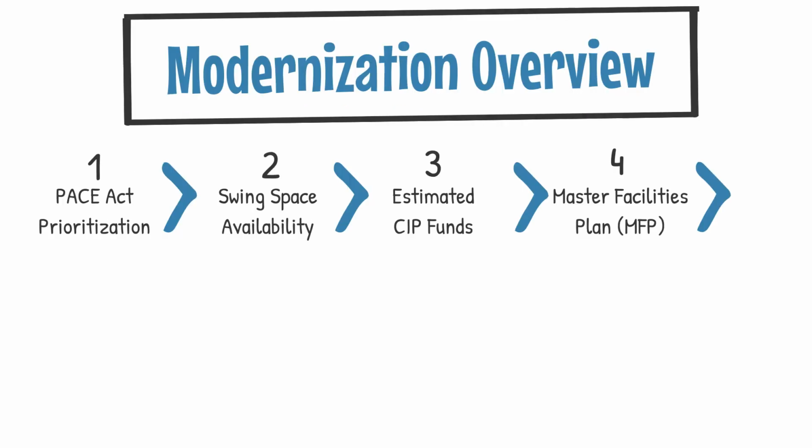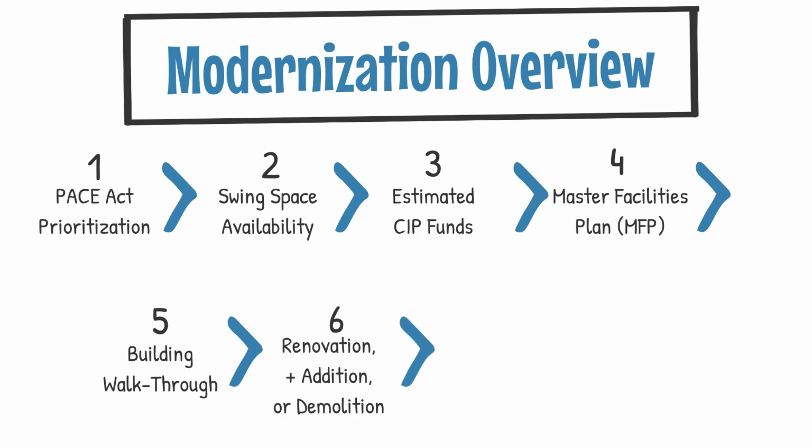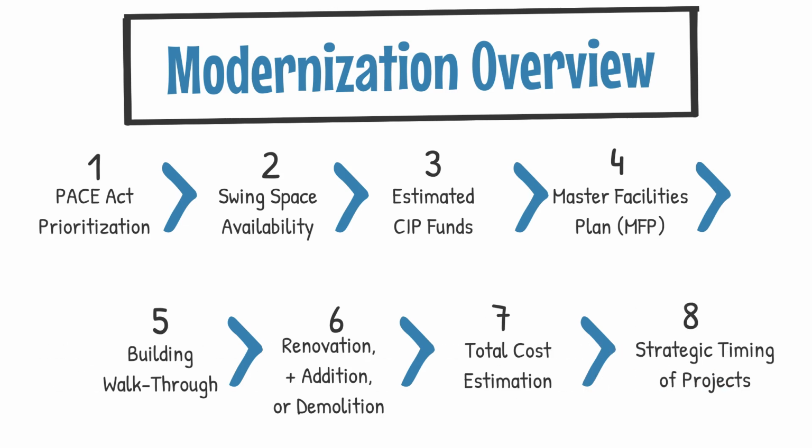The DCPS team then does a walkthrough of the current school building to determine whether the modernization project is expected to be a renovation of existing structures, a renovation and addition, or a complete demolition and new construction. This information determines the total cost estimation, which includes everything from the supplies and labor, as well as any new furniture or technology. Finally, DCPS looks at the landscape of upcoming projects and strategically orders them to fit within the CIP funds, which is allocated annually but planned in 6-year increments.